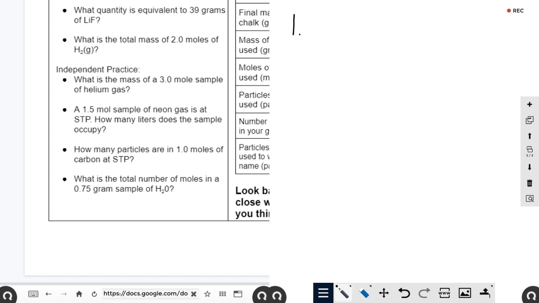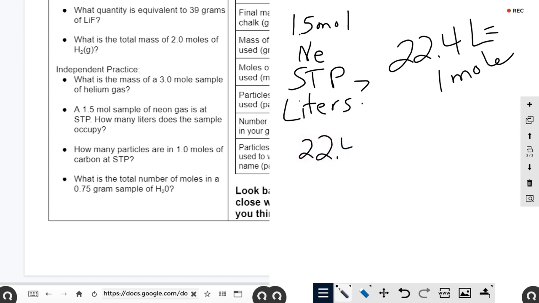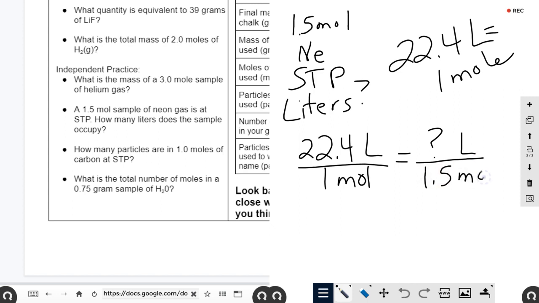A 1.5 mole sample. I have neon. It's at STP. I want to know how many liters. I need to remember something: 22.4 liters is 1 mole of a gas at STP. So 22.4 liters is 1 mole. How many liters would 1.5 moles be?